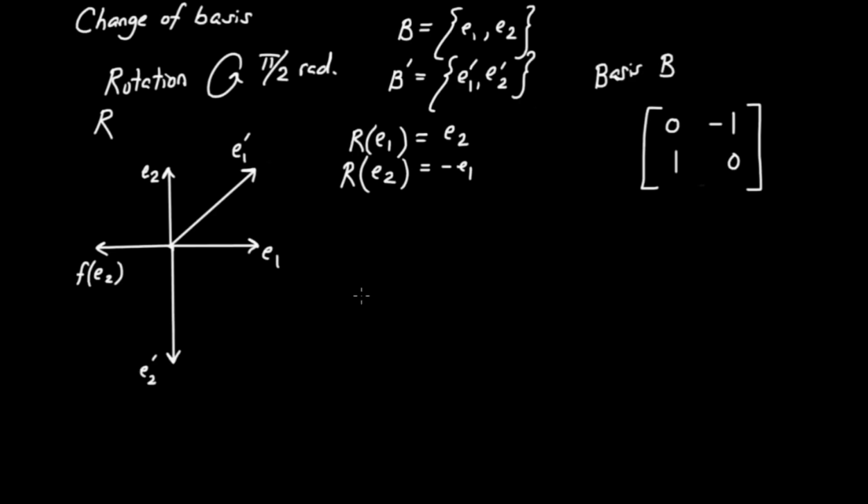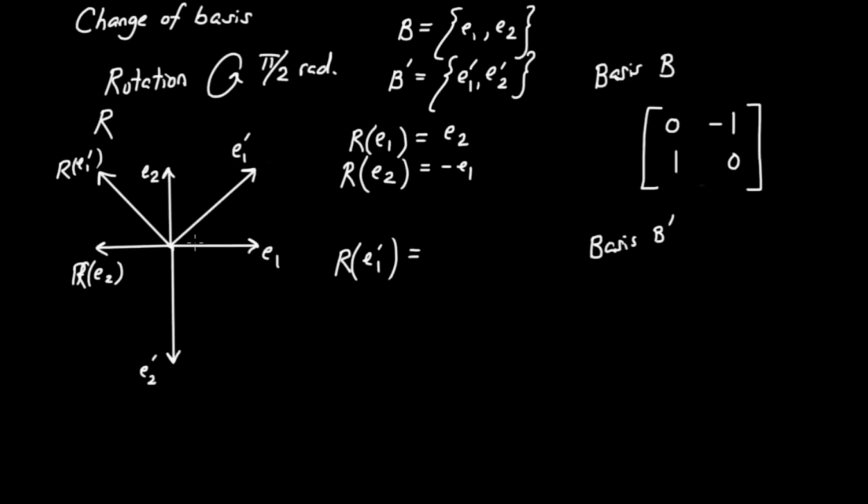But let's do that very same procedure with the basis B prime. So let's look at the basis B prime. And let's ask, what is R acting on E1 prime? Let's look at E1 prime. That's going to get rotated 90 degrees. So that's going to go over here. So that'll be R of E1 prime. This should be an R down there.